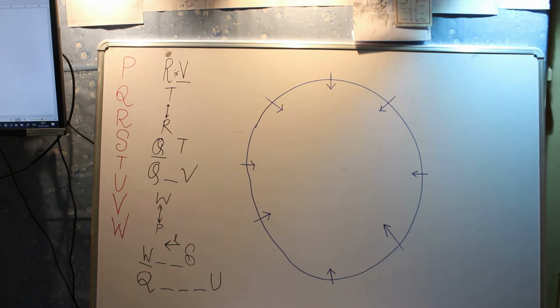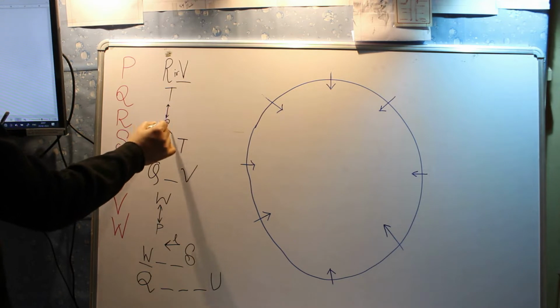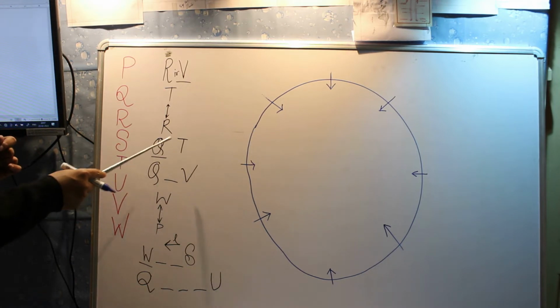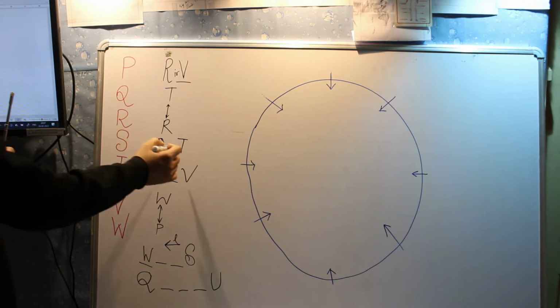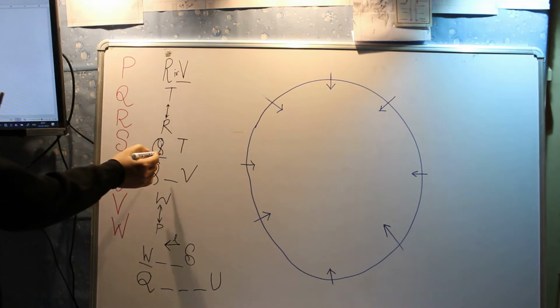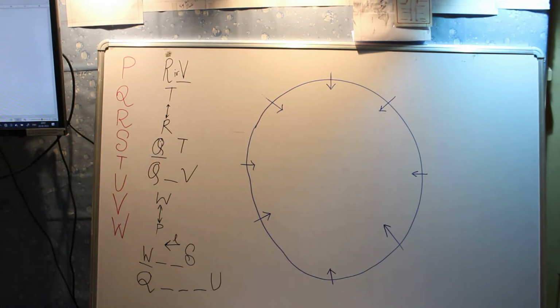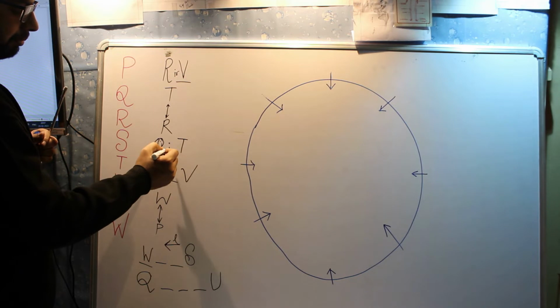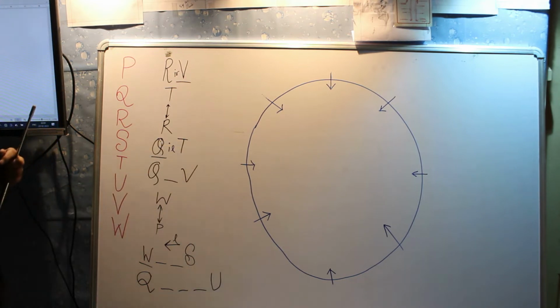Okay. Second point, T is facing opposite to R. Q is to the immediate left of T. So if this is T, immediate left of T is Q. And Q is underlined. And immediate left you write as I for immediate and small l for left. Correct?